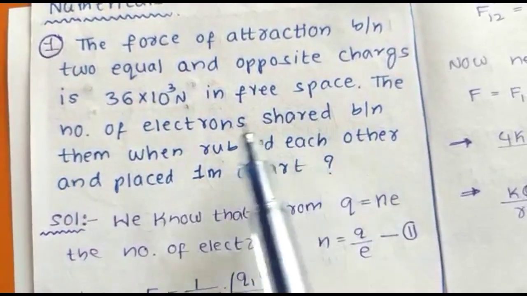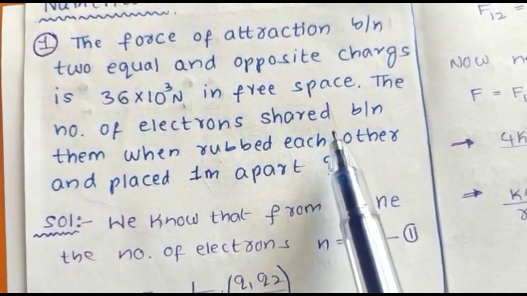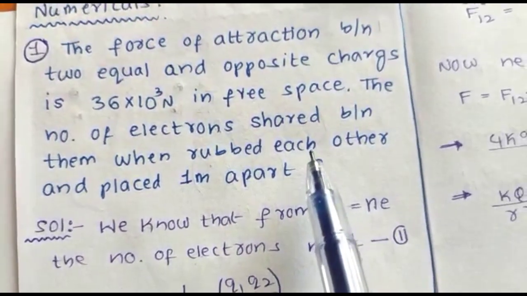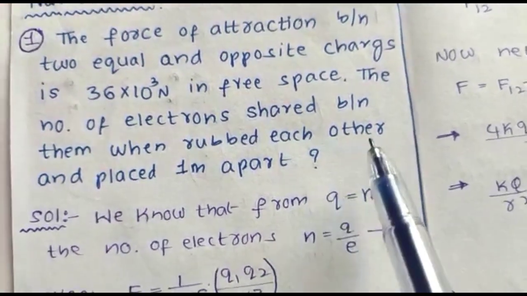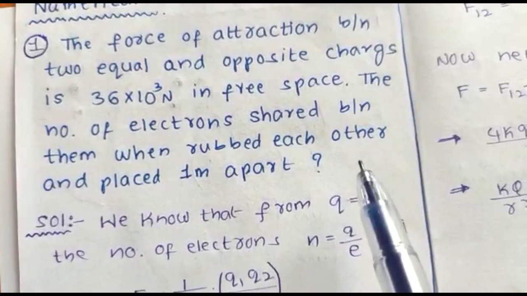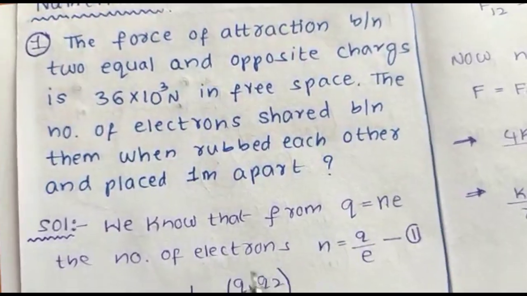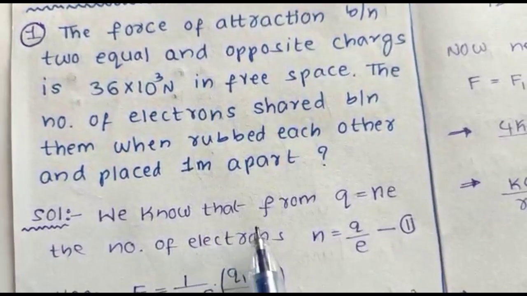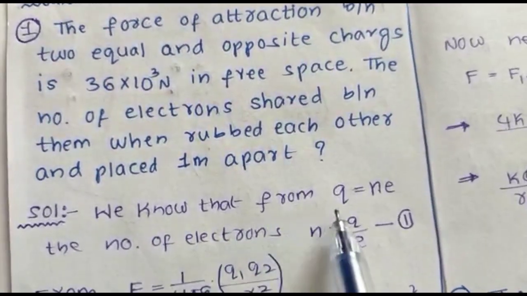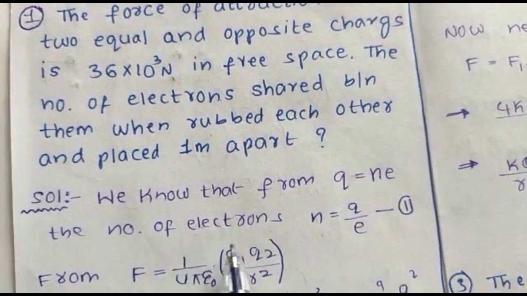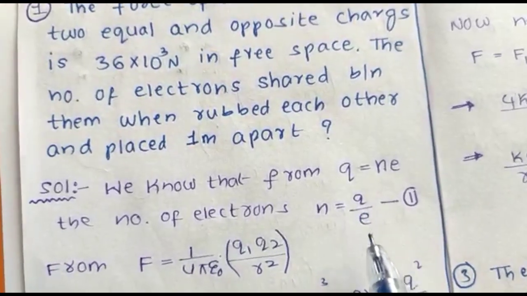The question is how many electrons are transferred. Here the question is not demanding us to calculate the charge. They are asking how many electrons are transferred. So first of all, from the quantization principle we know that Q is equal to N into e, and the number of electrons N is equal to Q by e.